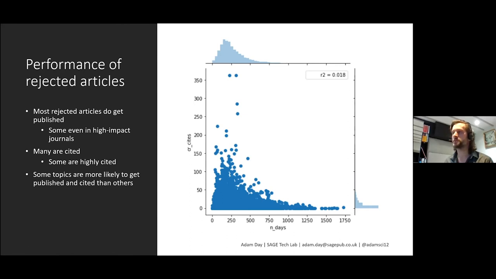Another interesting thing is just that there's a big difference in topics. So biomedical research, for example, will have a much higher probability of being published following rejection and also a higher probability of being cited than, say, social science.